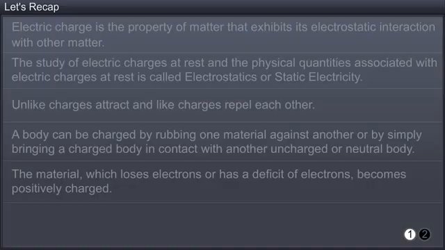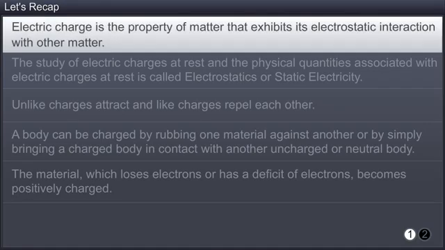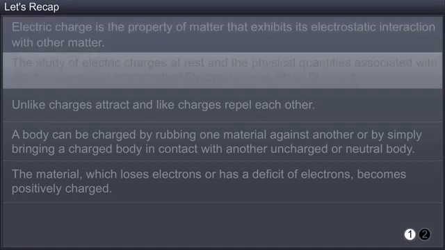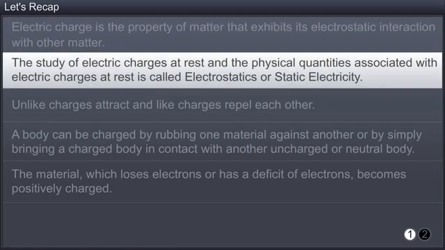You have now reached the end of this module. In this module, you learnt that electric charge is the property of matter that exhibits its electrostatic interaction with other matter. The study of electric charges at rest and the physical quantities associated with electric charges at rest is called electrostatics or static electricity.